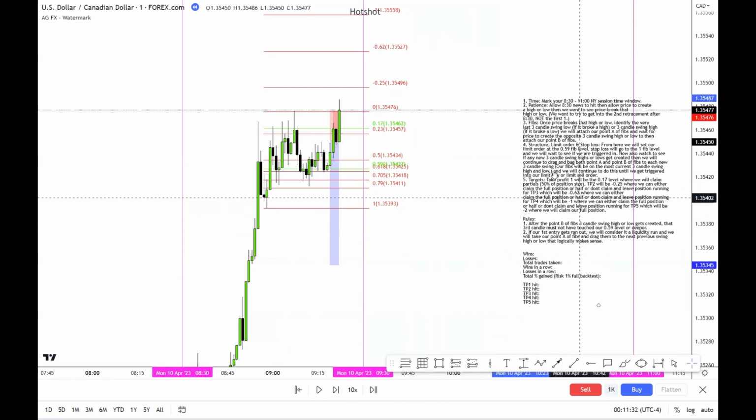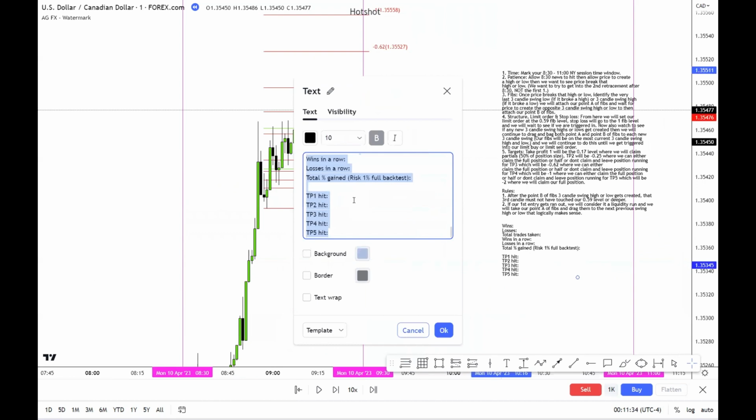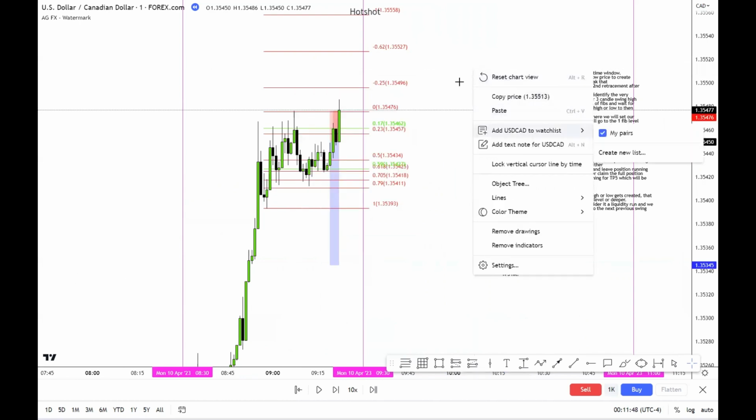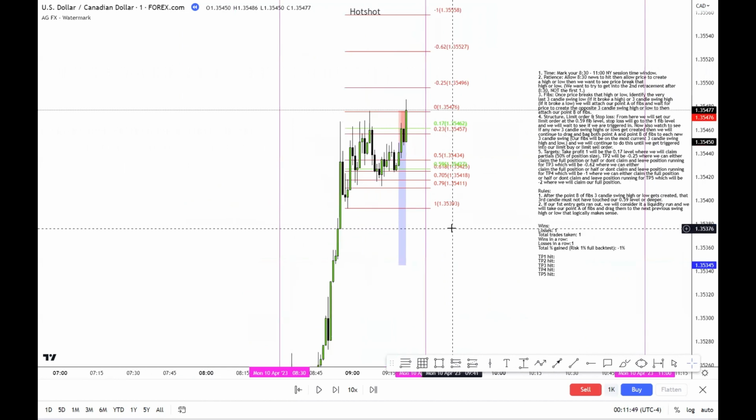Now for this one, we're just going to say that it's a minus 1% loss. Minus 1%. Losses in a row, one loss. Total trades taken, one loss. Okay. So now we're going to go to the next one.